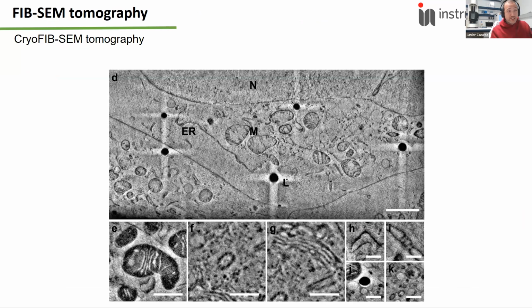Here is a virtual section of the cryo-FIB-SEM tomogram that can give you an idea of the resolution that we can achieve. So we can identify several organelles, including mitochondria and their inner structures. We can locate the centrioles, the Golgi apparatus, endoplasmic reticulum, nuclear pores, different endocytic compartments, lipid droplets. So again, at the level of resolution of cellular organelles, around 10 nanometer resolution.